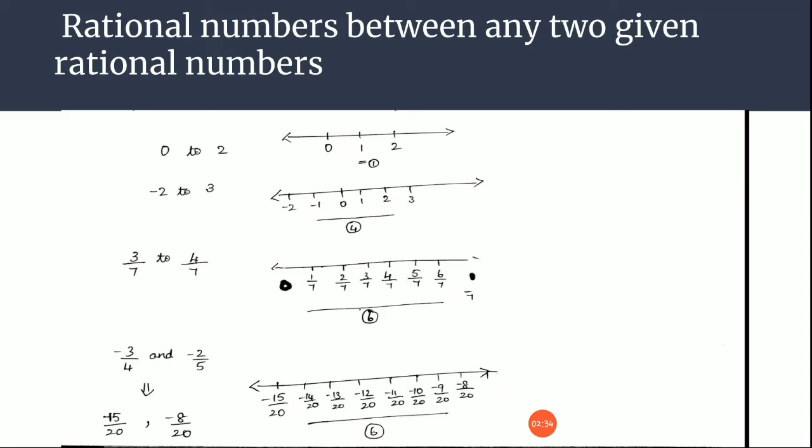Next is a fraction which has the same denominator. 3 by 7 to 4 by 7. 3 by 7, look at the fraction. The numerator is smaller, so where will it lie in the number line? It will lie between 0 and 1. So you are going to divide it into 7 equal parts and you are going to write 1 by 7, 2 by 7, 3 by 7 and so on. And the next one is the actual rational numbers we are going to see.